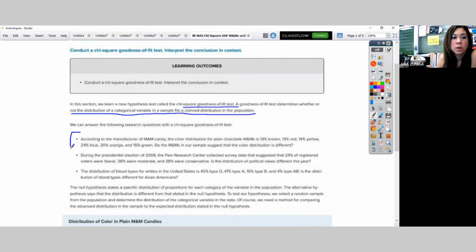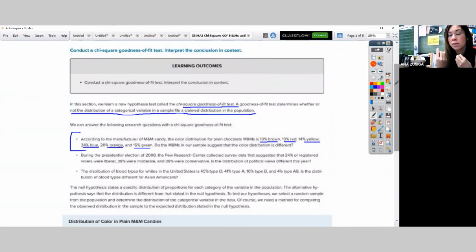Today, we're going to work with M&Ms. According to the manufacturer of M&M's candy, the color distribution for plain chocolate candies is 13% brown, 13% red, 14% yellow, etc. Okay, so do the M&Ms in our sample, that means the bag of M&Ms that you brought with you, suggest that the color distribution is different? So this company is claiming this to be true. How well does our sample fit with that?